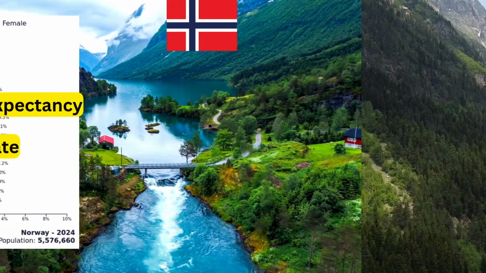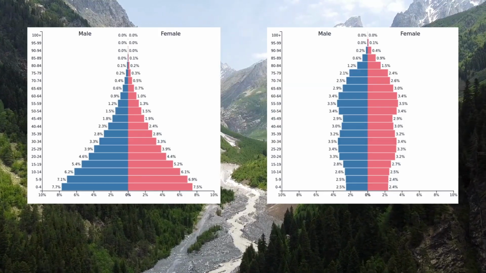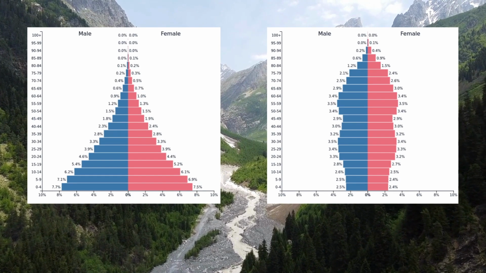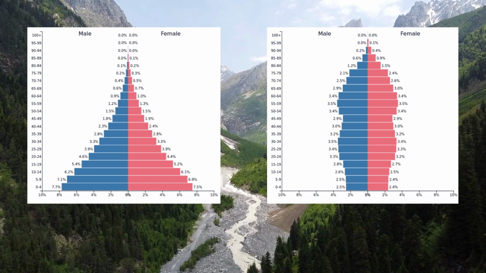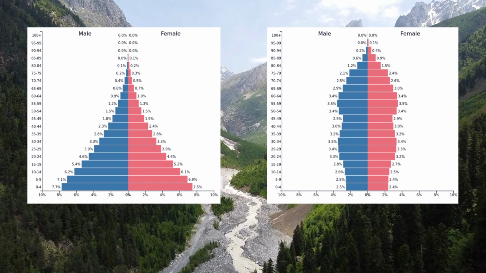So, although these graphs only show age and gender, there's more to tell from them. Let's look at these two graphs. One of them is from a well-developed country and the other one is from one of the least developed countries in the world. Can you tell which one belongs to the developed country?